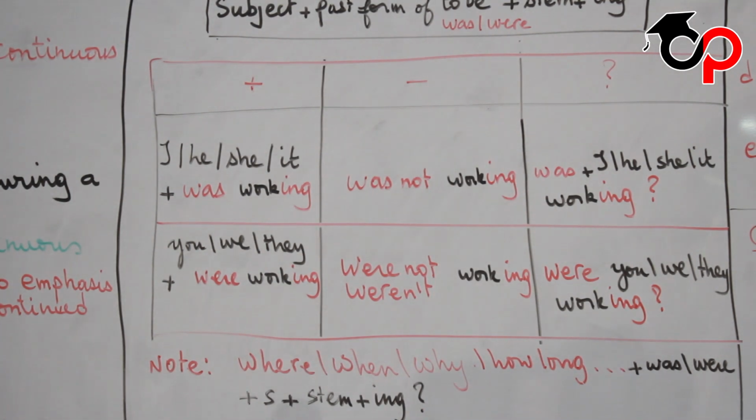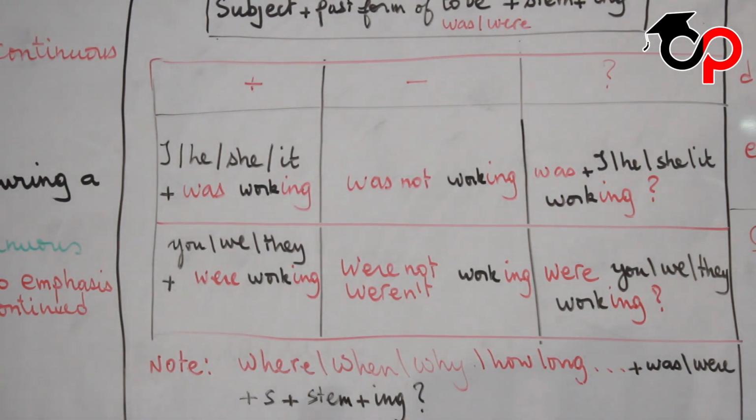Same thing for the negative form. The only difference is that you add the negative word, that is not. So I say, I was not working. He was not working. She was not working. Okay? But you were not working. They weren't working. This is the contraction or the abbreviation if you want.